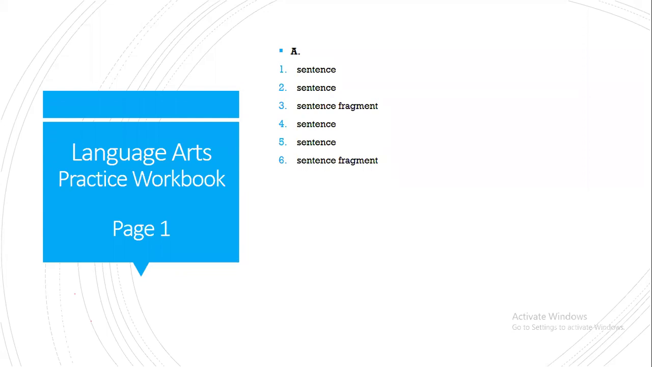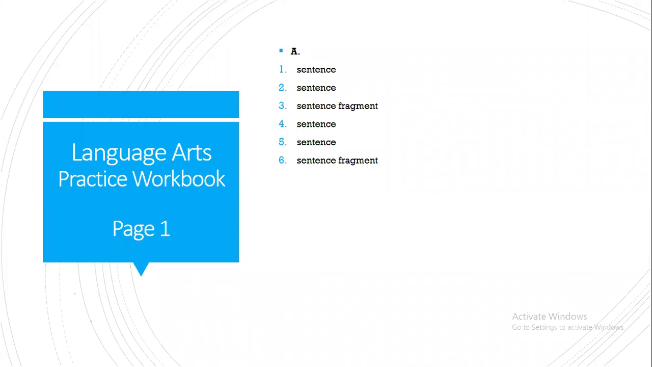Sentence? Where is our verb in the sentence? Sentence fragment. It's a fragment, all right? We are missing a verb.